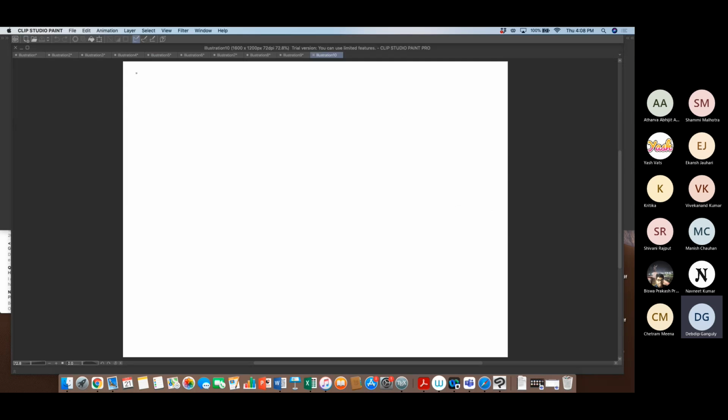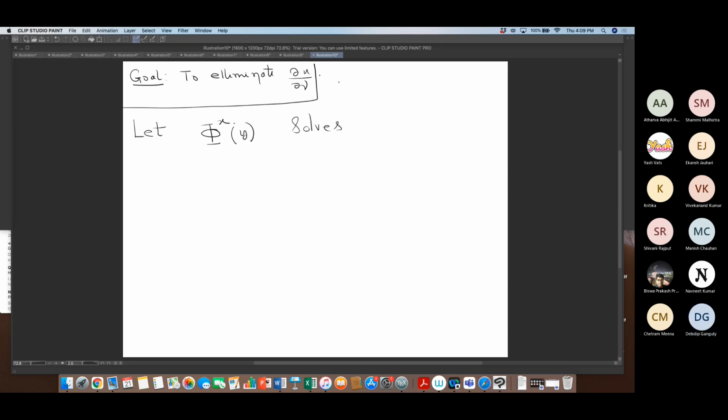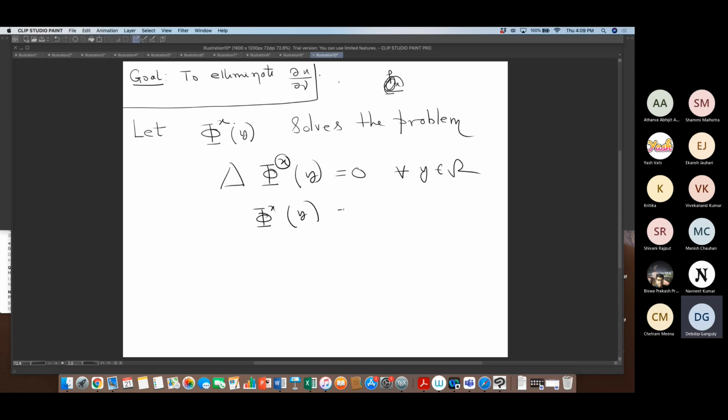How to eliminate this? Now our goal is to eliminate del u by del nu. For that, let us define a function for fixed x, that same x. Let phi x solve the problem, where x is a fixed number. Like we write a subscript, for each x, phi x is a function like that. So you fix x, which is the same x as before. Phi x of y equal to 0 for all y in omega, and phi x at the boundary behaves like phi of y minus x, for all y in del omega.